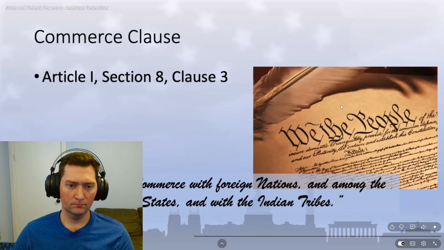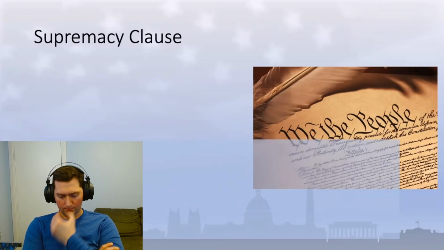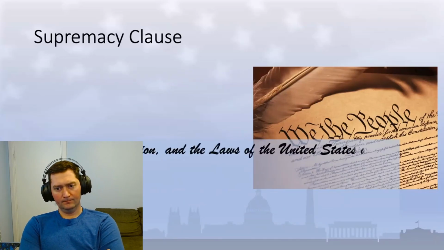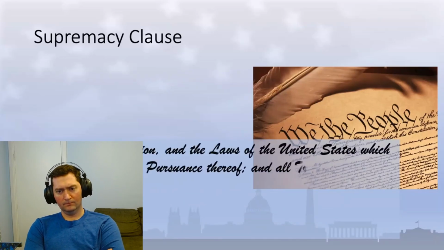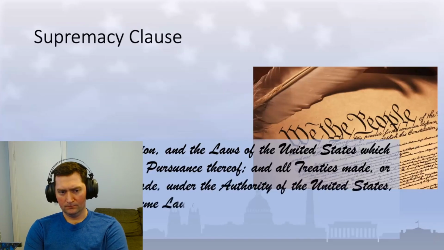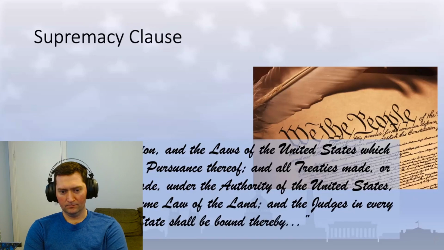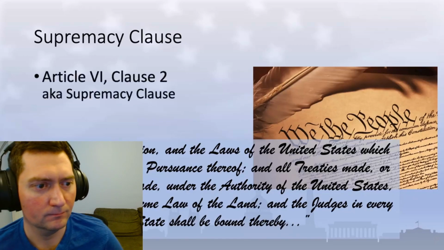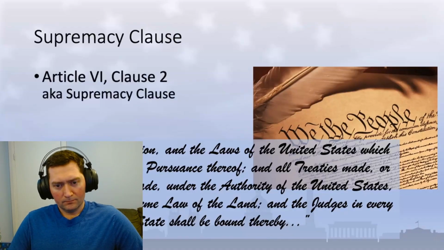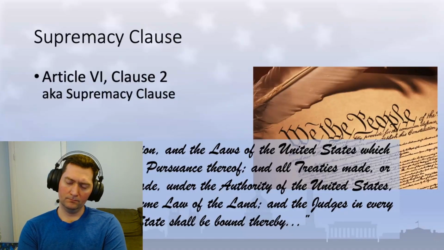Article 6, Clause 2 of the Constitution provides that this Constitution and the laws of the United States which shall be made in pursuance thereof, and all treaties made or which shall be made under the authority of the United States, shall be the supreme law of the land, and the judges in every state shall be bound thereby. This is often referred to as the Supremacy Clause. It's intended to ensure that federal law takes precedence over conflicting state laws, emphasizing the authority of the federal government.